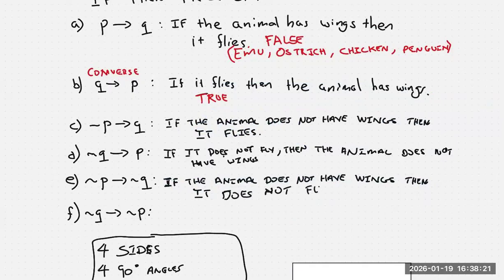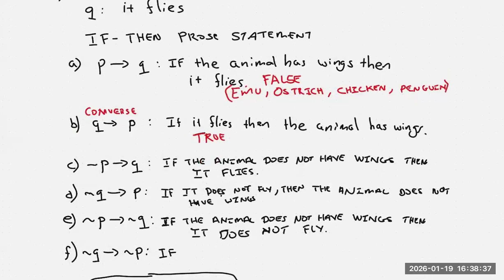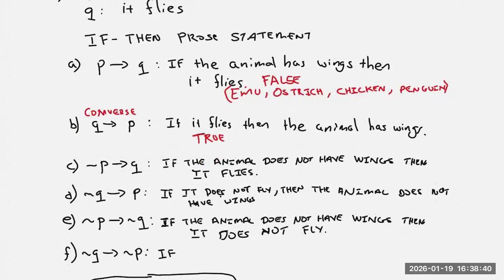Wait, I haven't even tested you guys. The last one, what is it saying? Not Q implies not P. What would that be? If what? Anybody hear me? The last statement down here. If it does not fly, the animal does have wings.